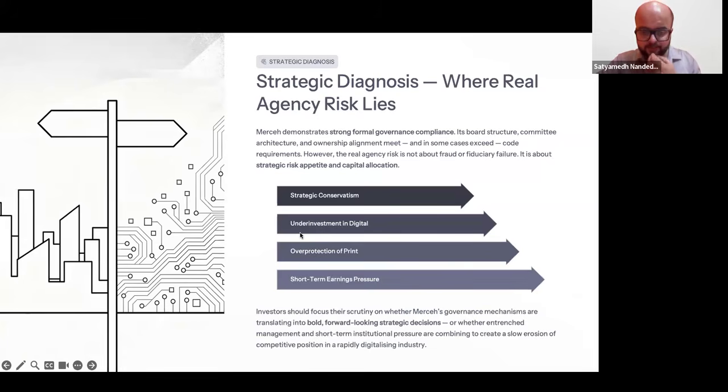Now, in terms of where does agency risk lie? It lies in the fact that because of short term pressures, because of their inability to have a long term outlook, the company continues to overinvest in print media. It does not make the right kind of investment in digital media, digital transformation. It does not see the long term picture. It does not fulfill the requirements of the code, and it will have an overall impact on the success of the company.